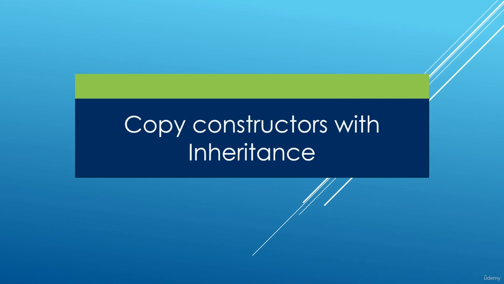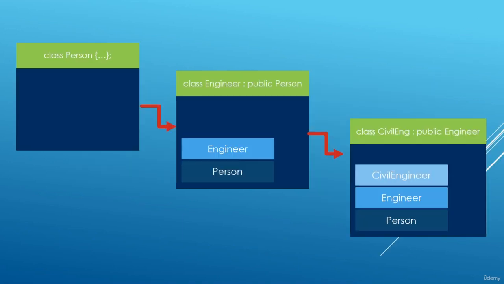In this lecture, we want to explore how copy constructors work with our inheritance hierarchies. And we will still be using the same example we have been using in this chapter. We will have this inheritance hierarchy. The base class is going to be person. We're going to be inheriting from that publicly to create an engineer class. And we will be inheriting from the engineer class publicly to create the civil engineer class.